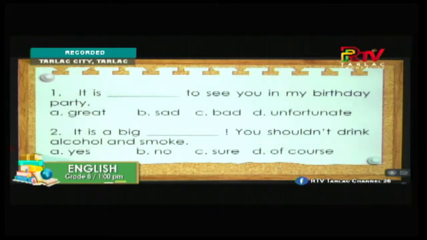Item number 1. It is blank to see you at my birthday party. A. Great. B. Sad. C. Bad. D. Unfortunate. Item number 2. It is a big blank. You shouldn't drink alcohol and smoke. A. Yes. B. No. C. Sure. D. Of course.